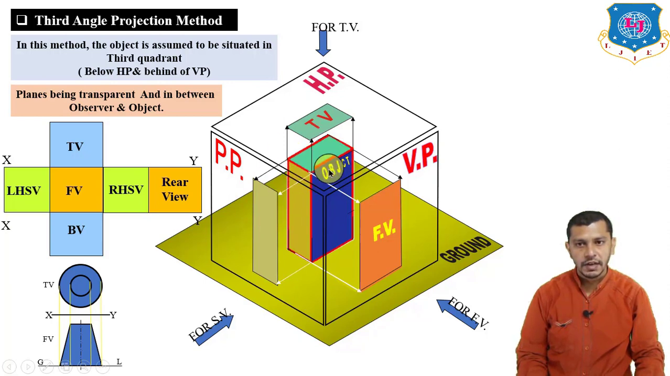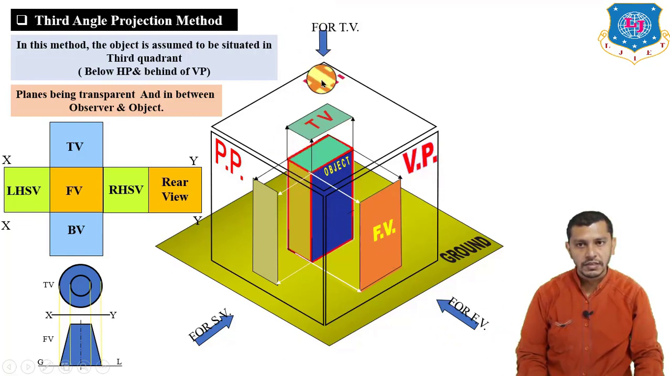So right now you can see that the object is in the third quadrant. That means it is behind VP and below the HP. And for the front view we have taken the observer over here. So the object is here. So you can see that the plane is in between the observer and the object.